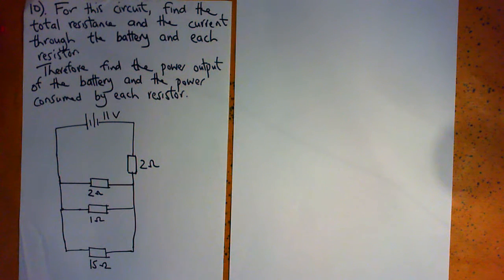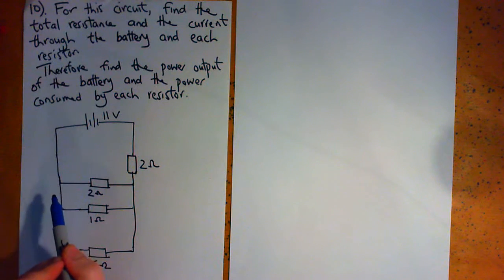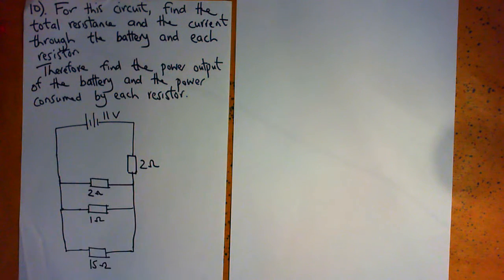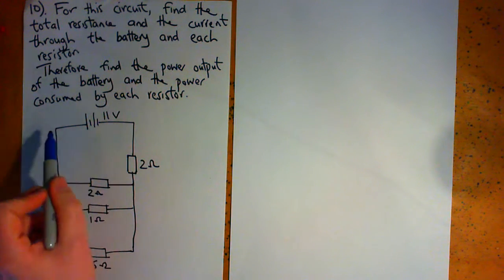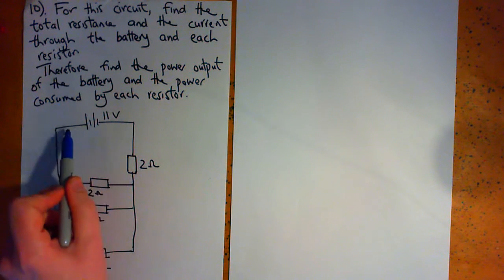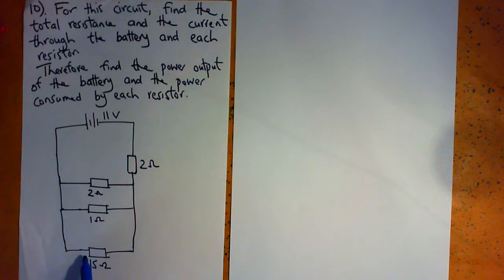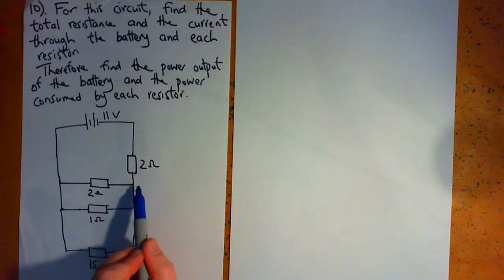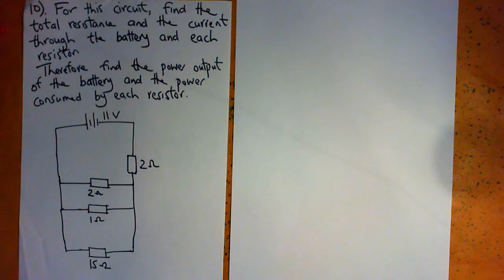So we have an 11 volt battery, and there are three possible paths that an electron can flow through. The first path would be through both 2 ohm resistors. The second path would be through the 1 ohm resistor and this 2 ohm resistor, and the third path would be the outside loop through the 15 ohm resistor and the 2 ohm resistor there. Either way, it's going through that 2 ohm resistor, which puts that resistor in series.